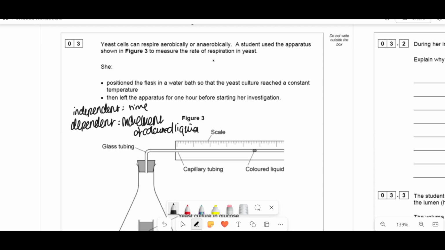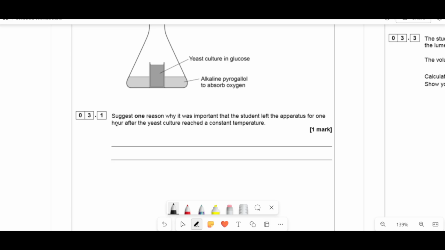Or for example, if we're looking for something that needs to be controlled, we want to find whatever screws this up. So a question might say, how would you control it? Describe what you would do. You'd look for anything that screws this up. For example, the temperature being inconsistent, or you know what I mean? Things like that. So here it says, suggest one reason why it was important that the student left the apparatus for 1 hour after the yeast culture had reached a constant temperature.